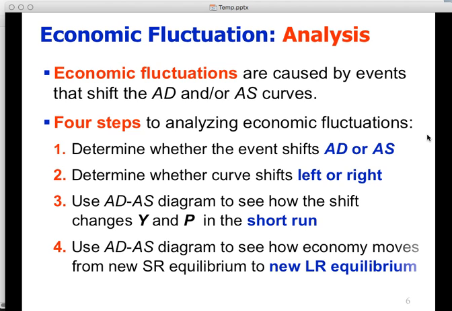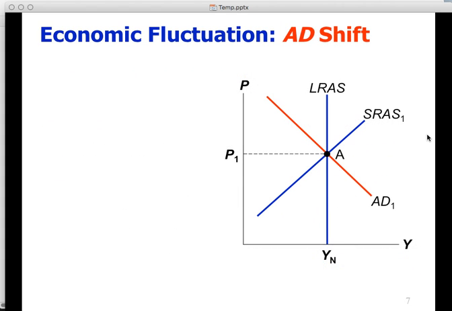And now the fourth element is to use the aggregate demand and aggregate supply diagram to see how the economy moves from the new short-run equilibrium to the new long-run equilibrium. I gave you several examples, but I'm going to highlight one that is similar to the one we have here. First we start off here, before anything happens, before the reduction in investment spending. And so we're at a long-run equilibrium.